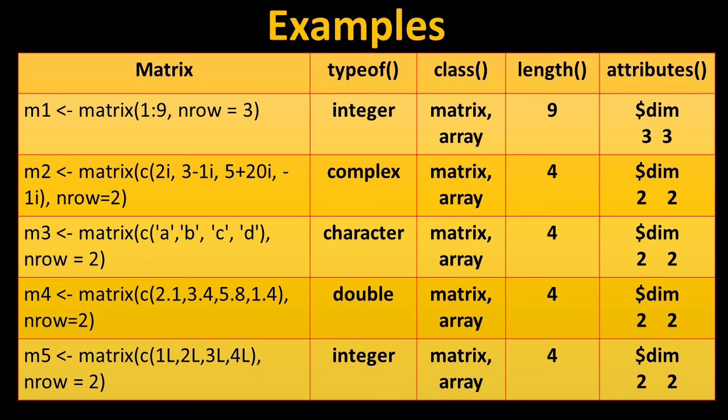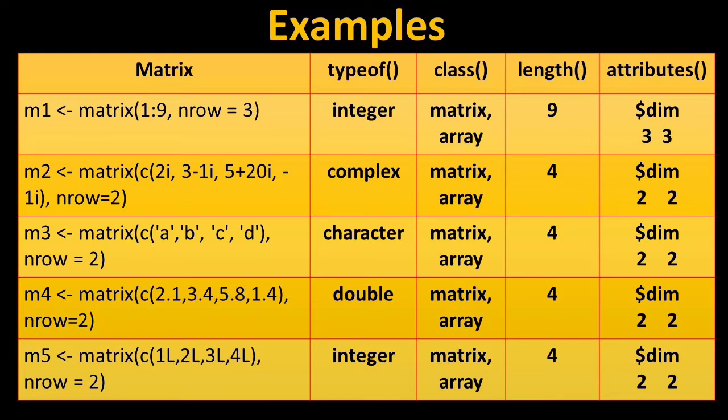Now suppose we have created second matrix M2 with complex numbers, so the type of M2 would be complex. Class of M2 would be matrix and array. Length will return us 4 as 4 elements are there, and attributes will tell us it has 2 dimensions, 2 rows and 2 columns.